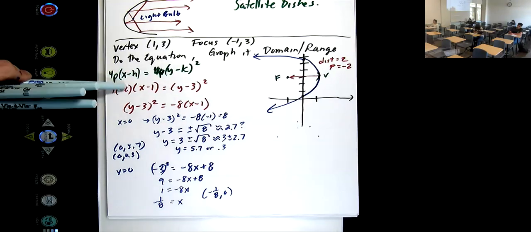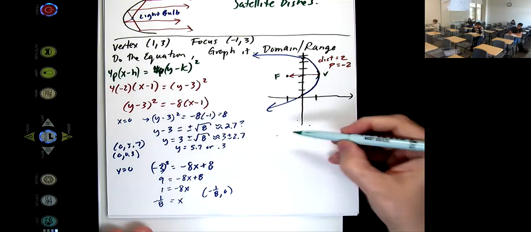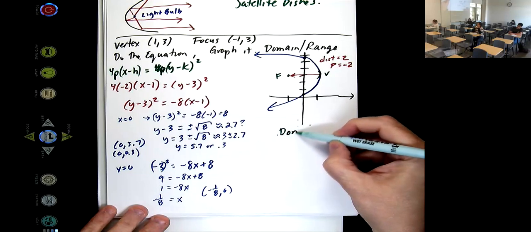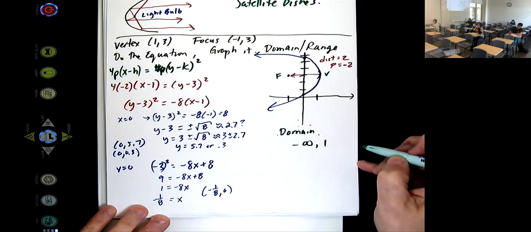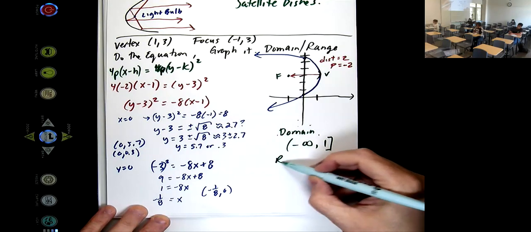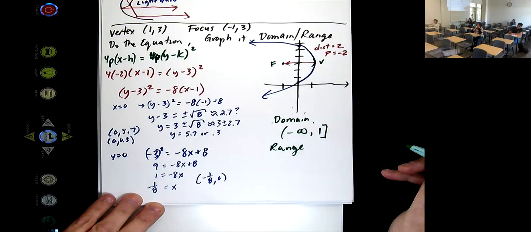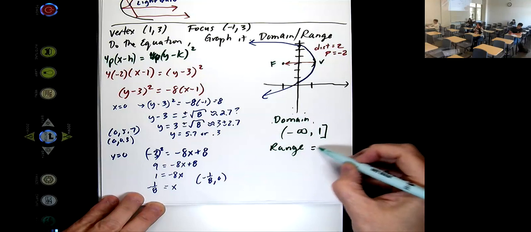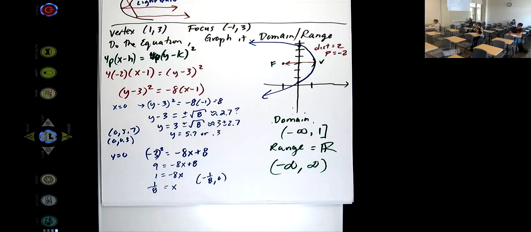We have our equation here, we graphed it. What's the domain on this? What about a range? It's all real numbers, yeah. So we'd either write all real numbers or we could write -∞ to infinity. And there we go.